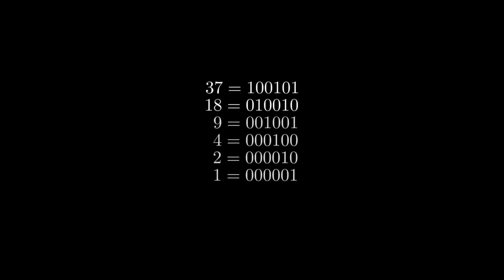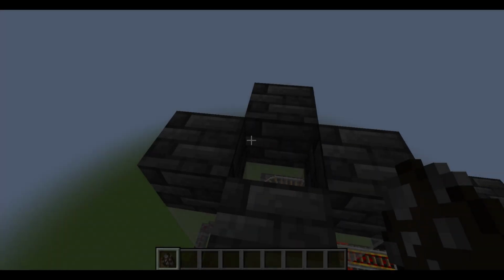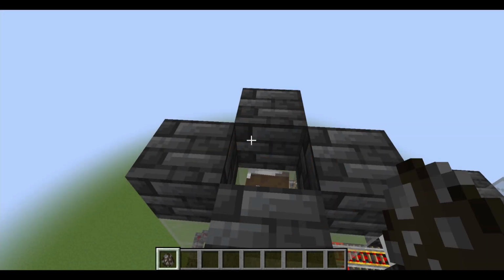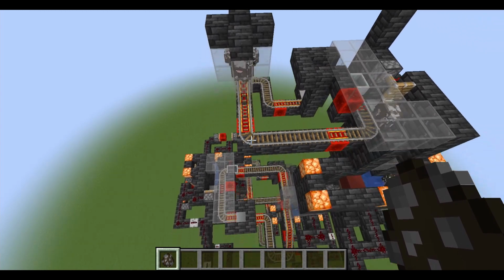So we keep finding more bits of 37 by dividing by 2 and checking if the result is even or odd. So here's how it works. You put a certain number of cows into the machine, and this thing will count in binary how many of them there are. So I'll put in 9 cows, that's a good number in binary.